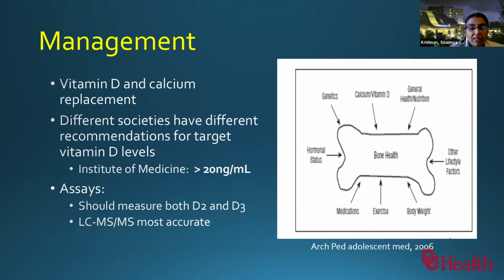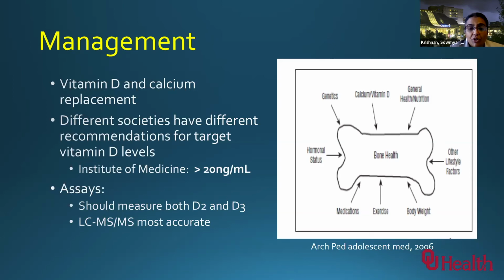Of course, vitamin D and calcium replacement. Bone health is influenced by a multitude of factors. Of course, one of the big components is genetics, then calcium and vitamin D replacement. Now, different societies have different recommendations for target vitamin D levels. The Institute of Medicine recommends anything above 20 nanograms per mL to be optimal for bone health.